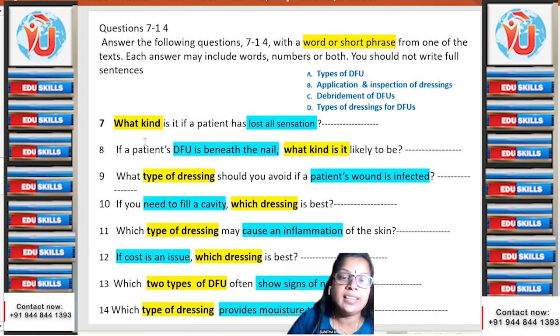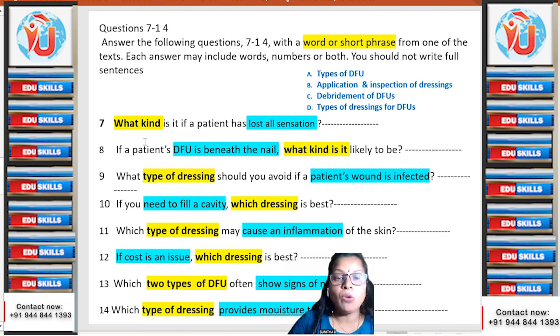Yes, so eighth question: if a patient's DFU is beneath the nail, what kind is it likely to be? Again, the key phrase is "beneath the nail". DFU is beneath the nail. This is text A, ma'am. Paragraph A. Yes, again, we have to go to text A.